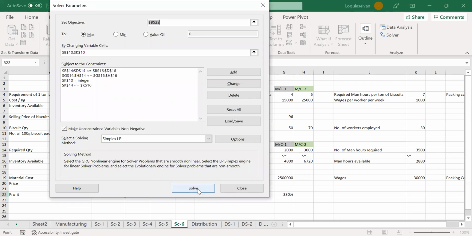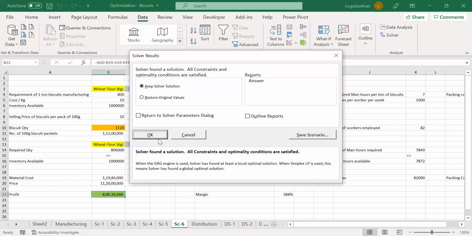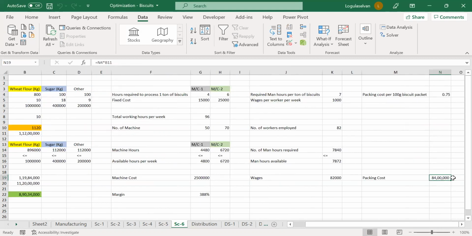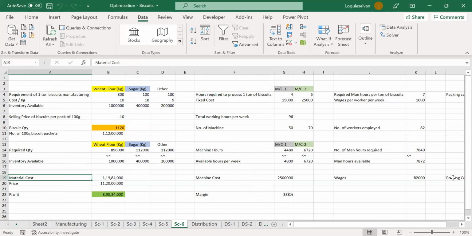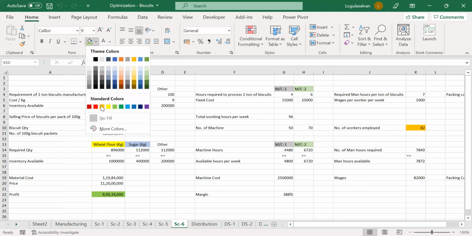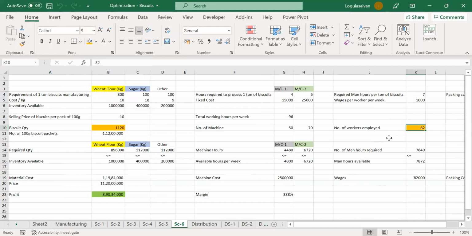Fine. Now, once you click solve, you can find the profit got increased to 8.9 crore. Obviously, there is around 84 lakhs impact of packing cost, but still, if you see, the profit is increased, and the optimum number of workers has to be 82 if the company wants to maximize the profit.